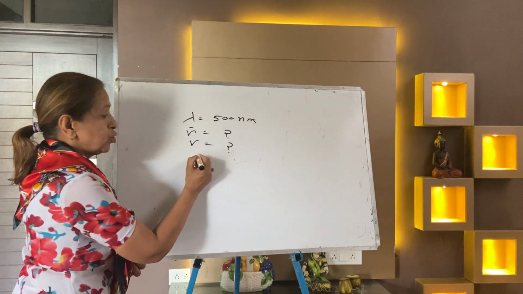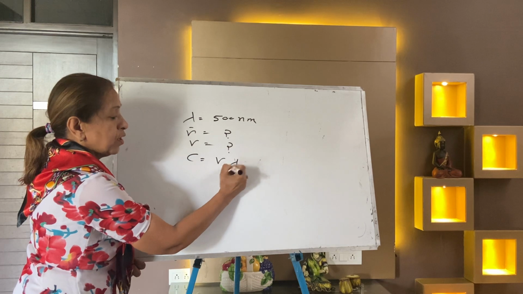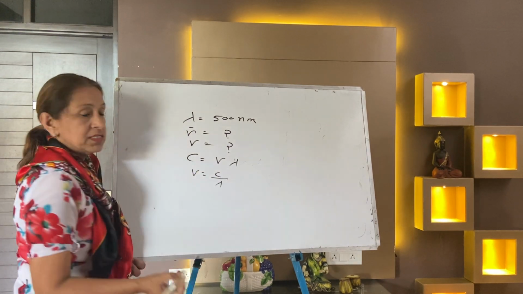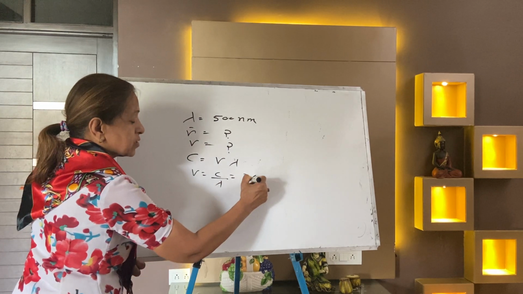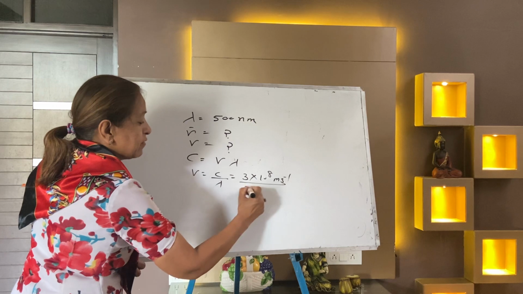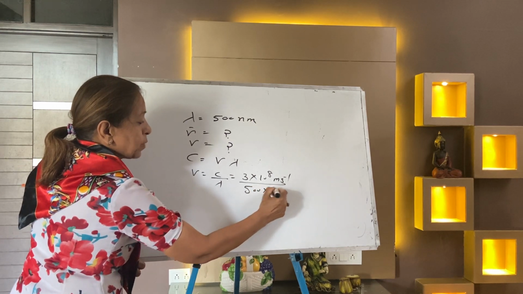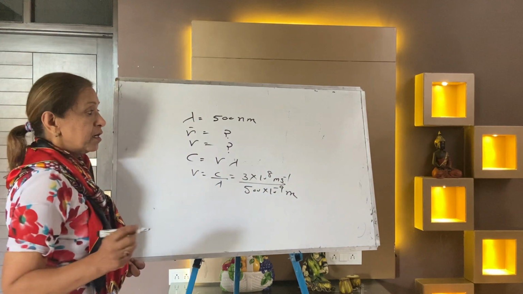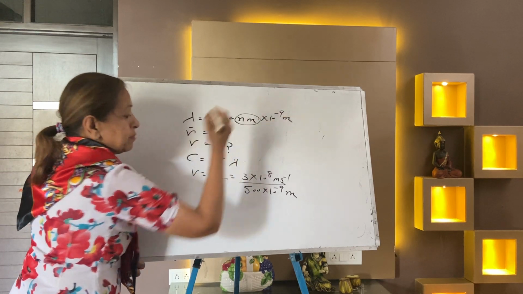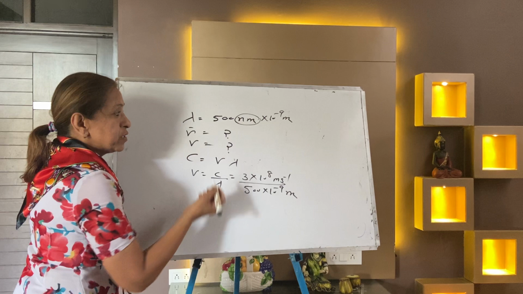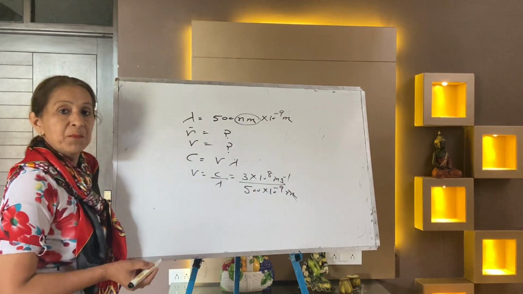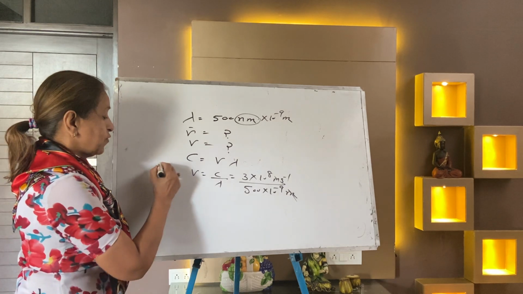Very simple numerical. You apply the formula C is equal to nu lambda, and nu is equal to C by lambda. C is the velocity of light, which is fixed, 3 into 10 to the power 8 meter per second, and the lambda is 500 into 10 raised to power minus 9 meters. Nanometer is 10 raised to power minus 9 meters. So you convert the units from nanometer to meter, meter cancel, your answer will come in per second. And this is the first answer.